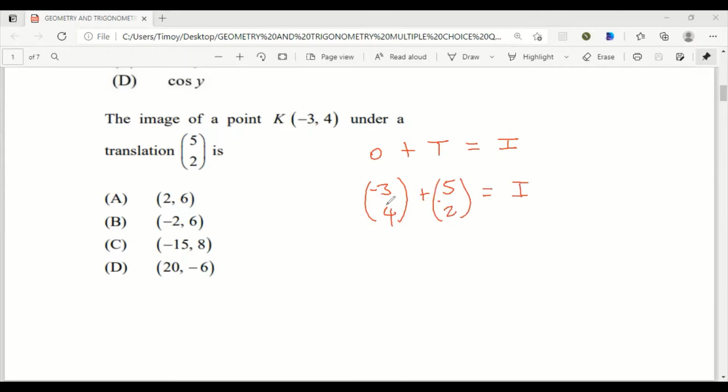When we add these, we add corresponding elements, and -3 plus 5 will give us a +2. And 4 plus 2 will give us 6. So we can see that I here is equal to 2, 6. But you must always remember that this is a point. So we're trying to find K prime. So K prime then is going to equal 2, 6, all right, as a point.